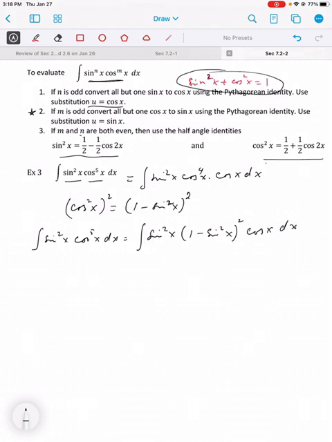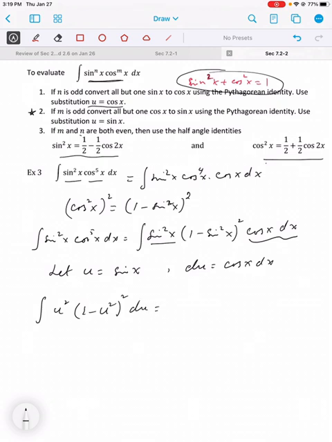We can now make a substitution. Let u equal sine x. This gives us du equals cosine of x dx. Now go back and substitute. Our integral becomes the integral of u squared, since the first one is sine squared x, and then 1 minus u squared, whole squared, and the cosine x dx is du. Now this became simple.